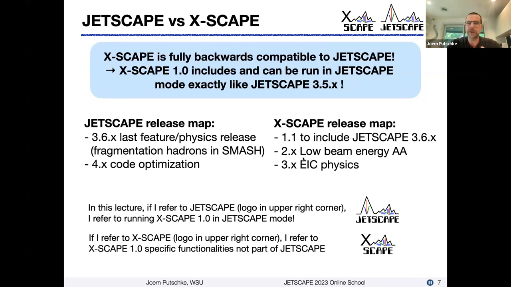So we are not using the JETSCAPE GitHub repository for this school, and I will explain this in the next slide. If I refer to XSCAPE, so you see then the logo of XSCAPE in the upper right corner, I refer to XSCAPE 1.0 specific functionalities which are not part of JETSCAPE. And if you see both logos, then naturally that means these are commonalities of the two frameworks, in particular data structures and so on.